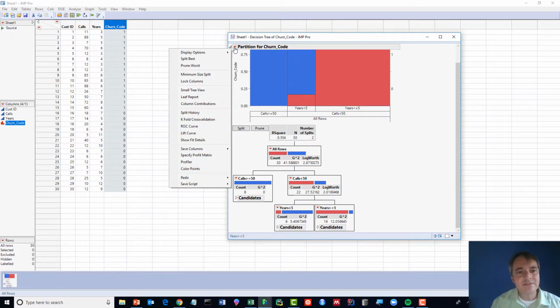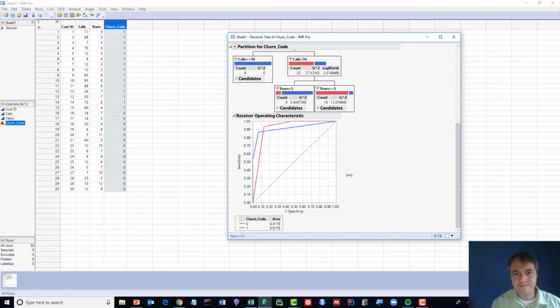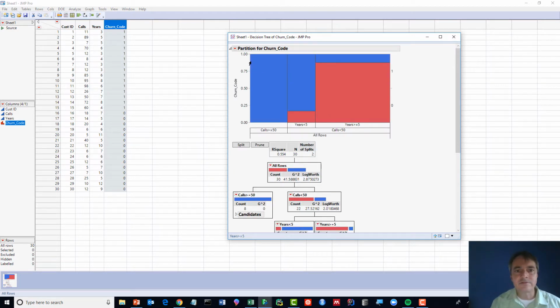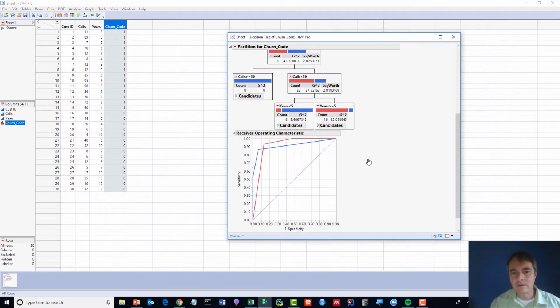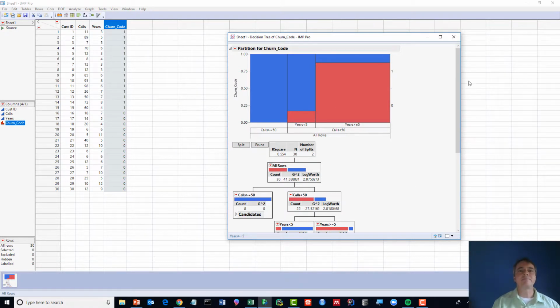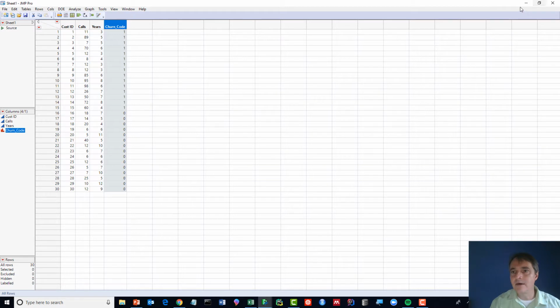Let's see, will this give us a confusion matrix at this point? Oh, yes. Well, it gives us an ROC curve, but I thought there was a confusion matrix under there. Let's see. Okay, well, more on that to come. Okay, so there's a decision tree.